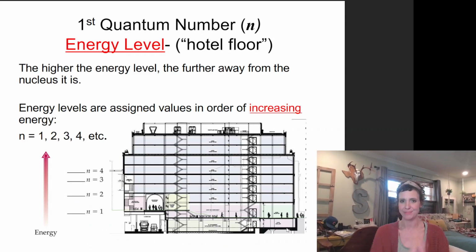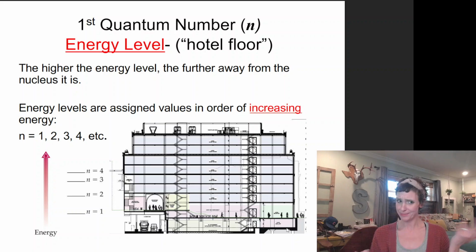Our first quantum number, whose symbol is little n. The first quantum number is energy level. What energy level is an electron found in? Well, with my hotel analogy, the energy level would be a hotel floor. What floor of the hotel is my electron found in?